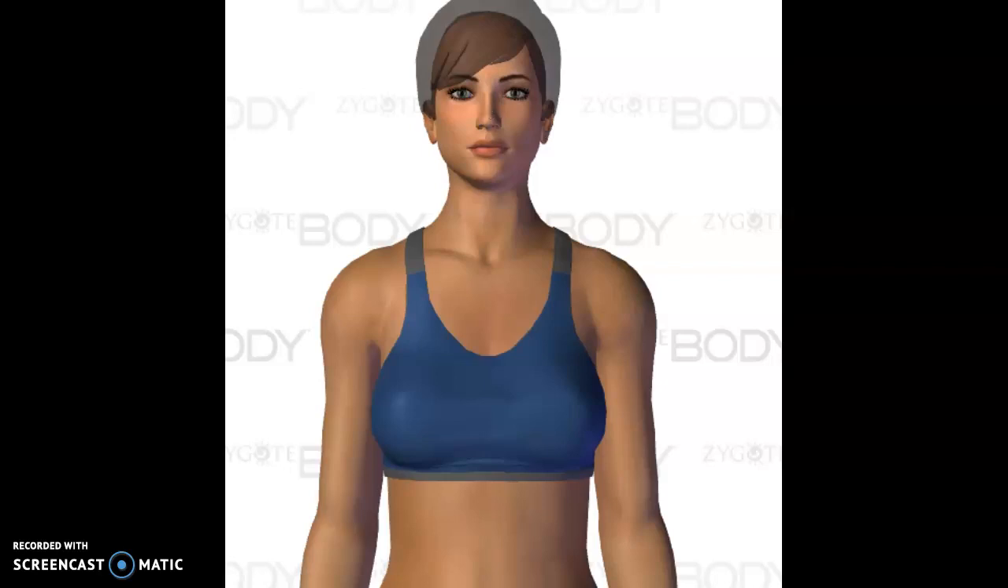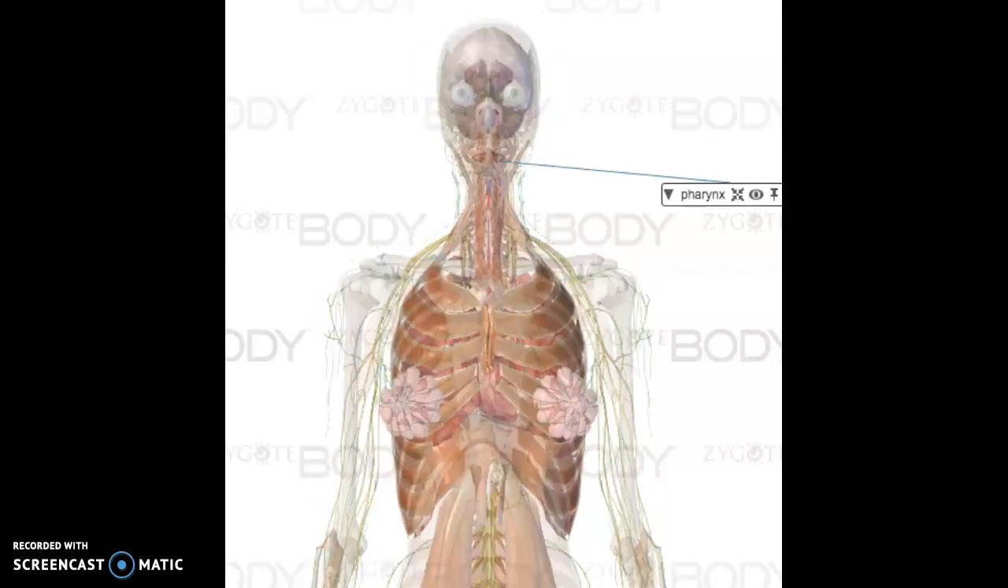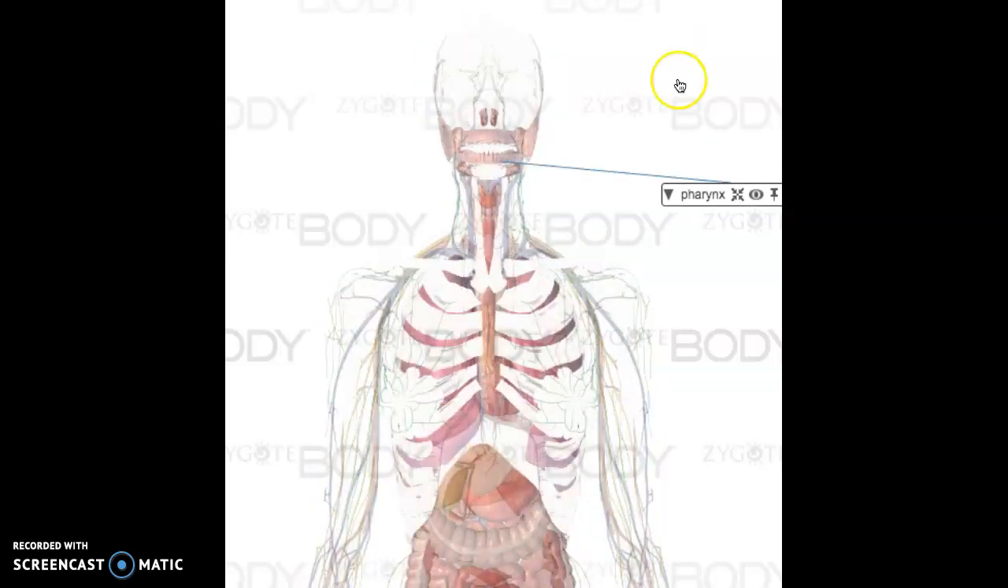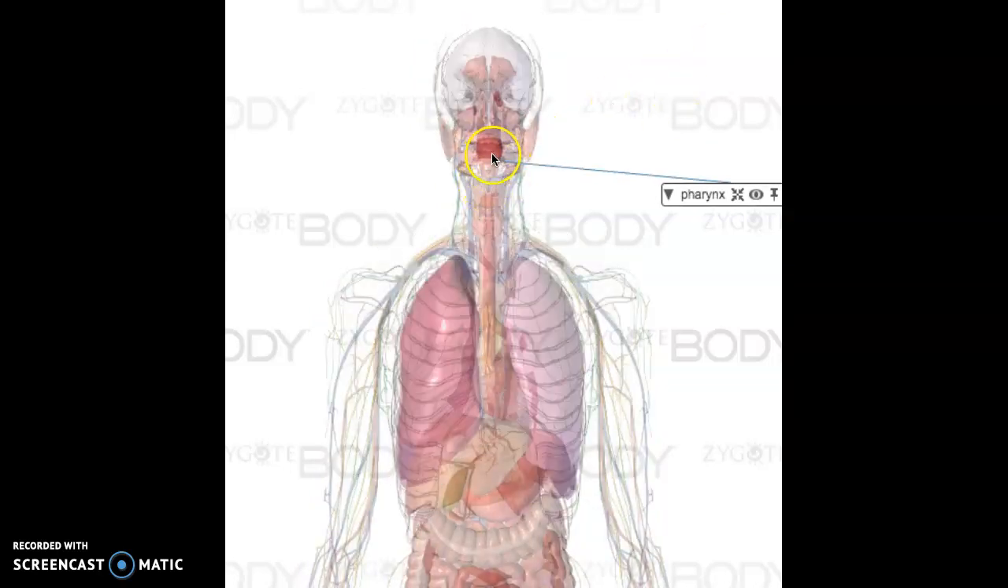All right, next we have one that will pop up. It is the pharynx, which is right in here. The pharynx, also known as the throat, is lined with pseudostratified ciliated columnar epithelium, say that 5 times fast, and it is broken down into, from the top moving down, the nasopharynx, the oropharynx, and the laryngopharynx.